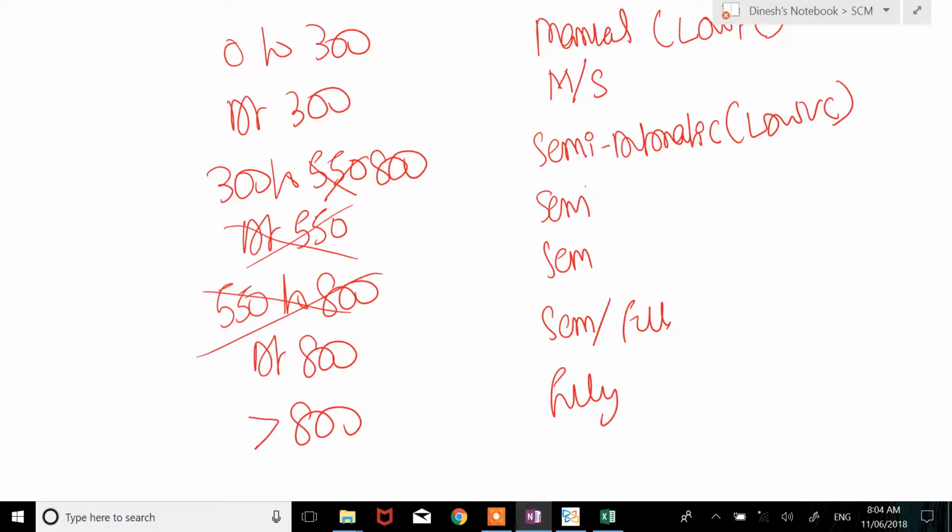So here it's only 0 to 300, at 300, 300 to 800, at 800, greater than 800. Only 5 things. That 550 and 550 to 800 was more of a formality which I wrote just to explain to you that the 550 indifference point is an irrelevant indifference point. Clear? Any doubts on this?